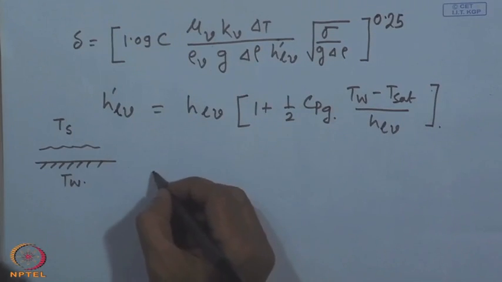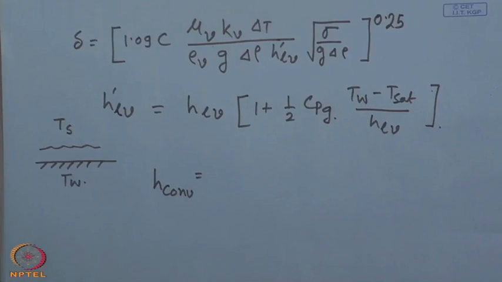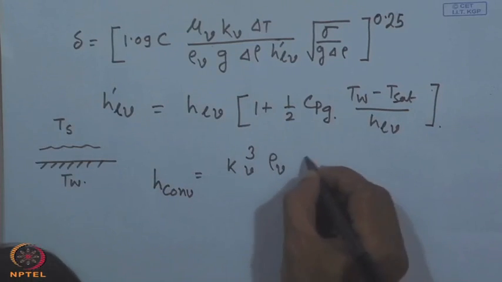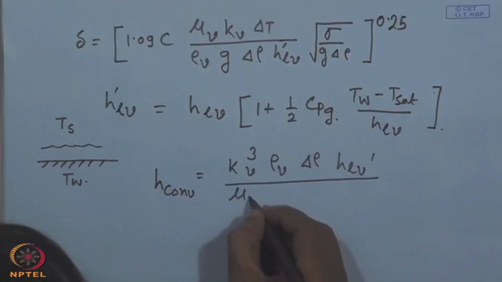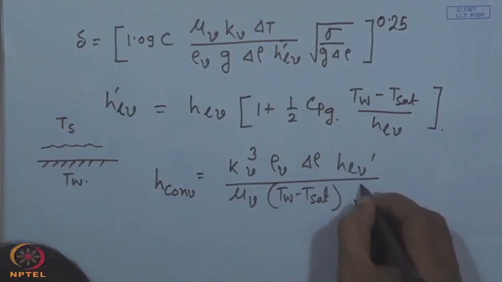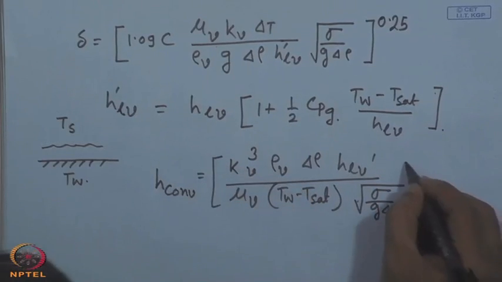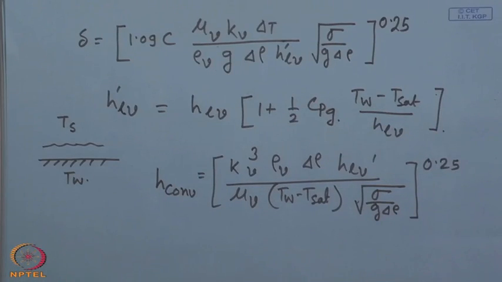With this, one can also calculate the convective heat transfer. The convective heat transfer can be calculated as divided by mu v, T wall minus T saturated, and sigma divided by g into delta rho, whole to the power 0.25. So, this gives approximately the convective heat transfer during film boiling over a horizontal surface.